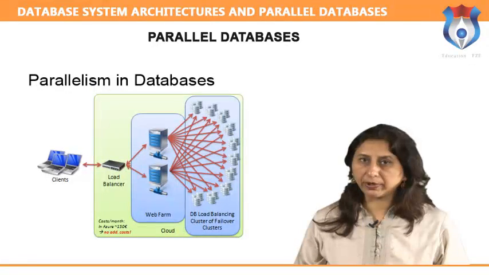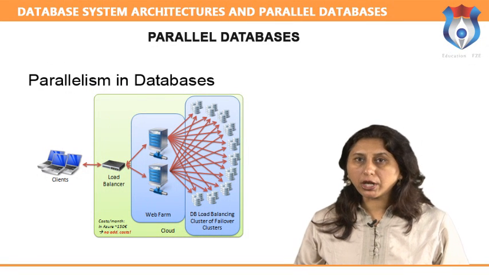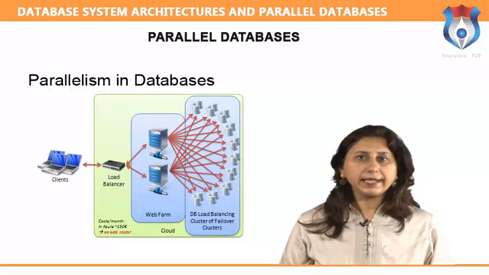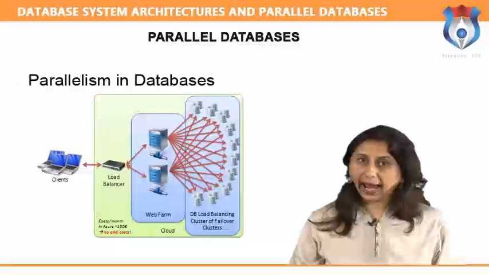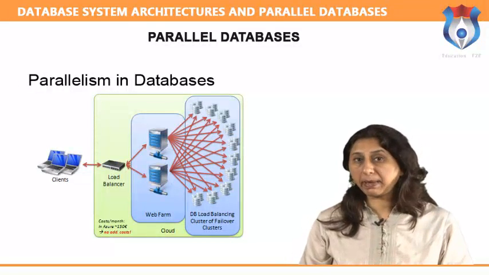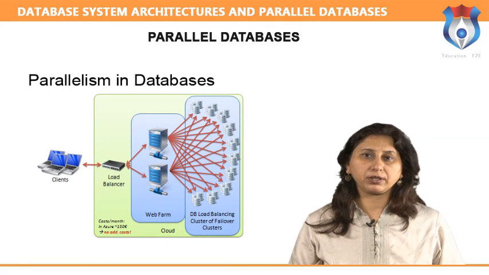Individual relational operations, for example sort, join, and aggregation, can be executed in parallel. Data can be partitioned and each processor can work independently on its own partition.